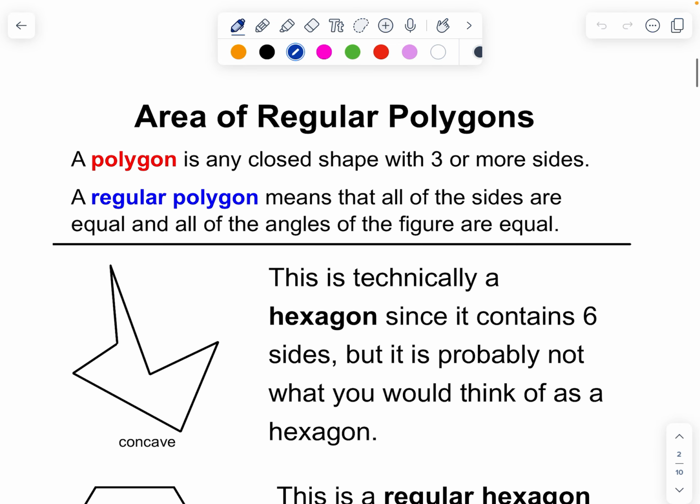All right, so let's make sure we know what a polygon is. A polygon is any closed shape with 3 or more sides. A regular polygon means that all of the sides are equal and all of the angles in the figure are equal.